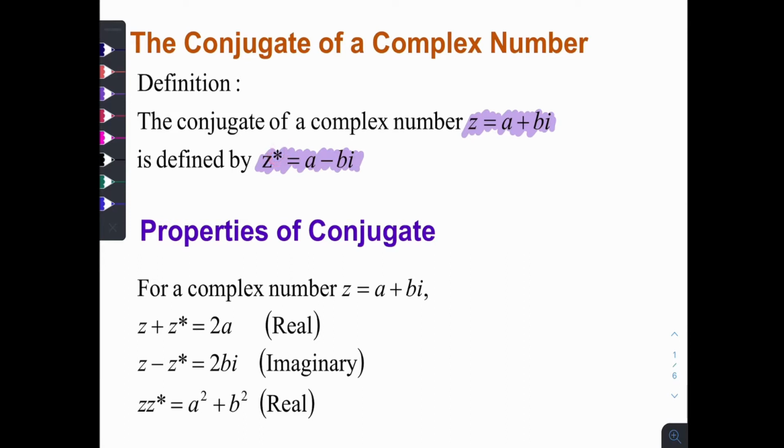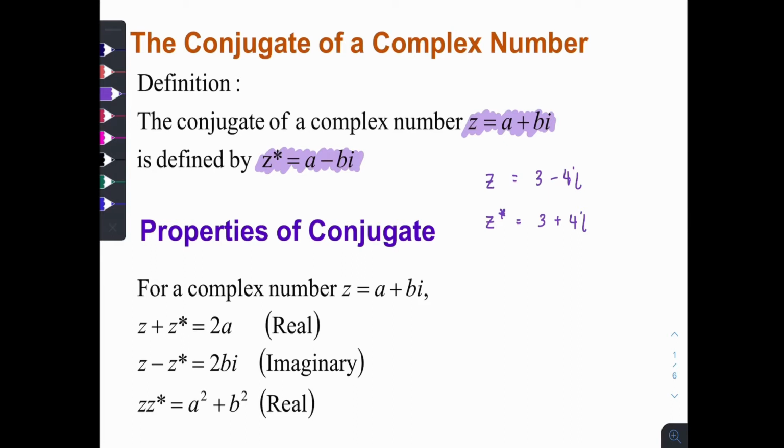And what's the difference between the original complex number and the conjugate? The difference is at the imaginary part here. When the imaginary part is positive, then the conjugate will be negative. The real part remains the same. So for example, if my z equals 3 minus 4i, then my z conjugate will be equal to 3 plus 4i. That's the conjugate of a complex number.